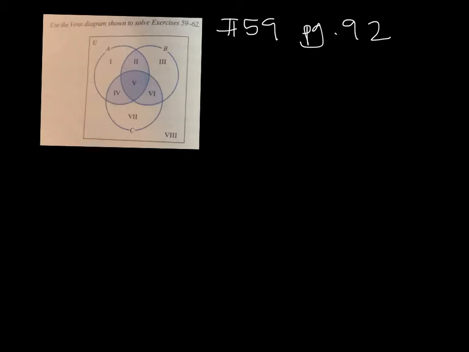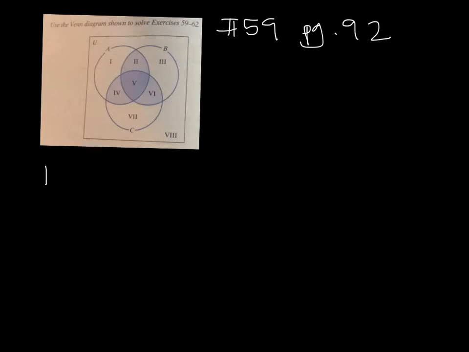So just notice, again, you have three regions, right? You have A, you have B, and you have C, right? And you have the intersection between A, B, and C, right? You have this other region, 1, 2, 3, 4, 5, 6, 7, and then 8 is everything that's outside of the union of A, B, and C. So let's answer some questions.